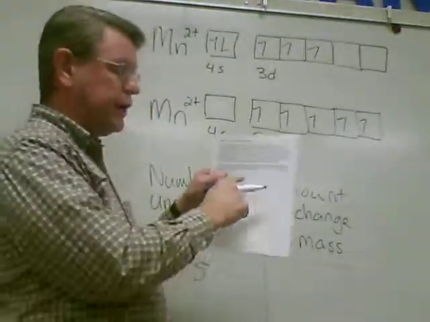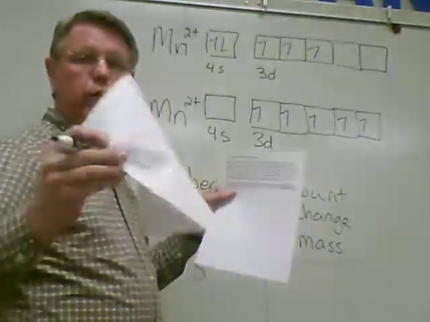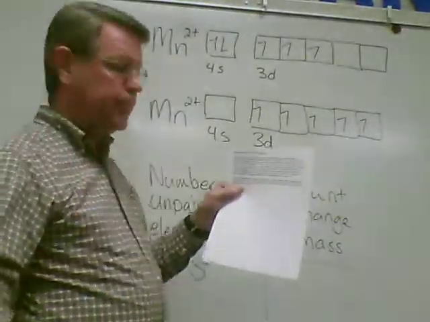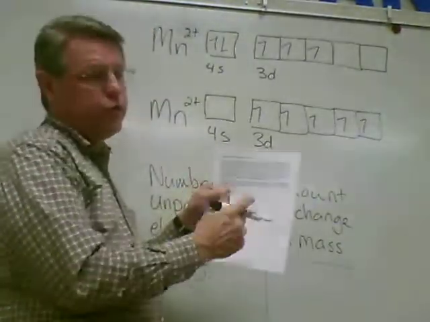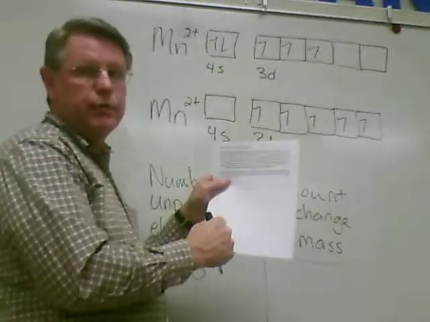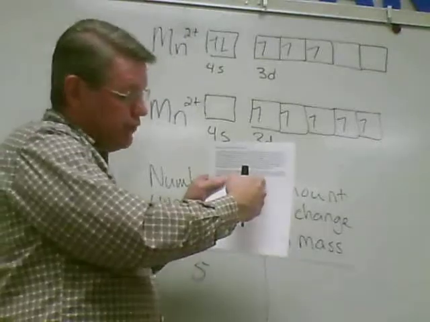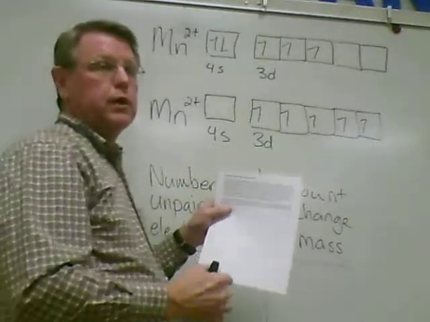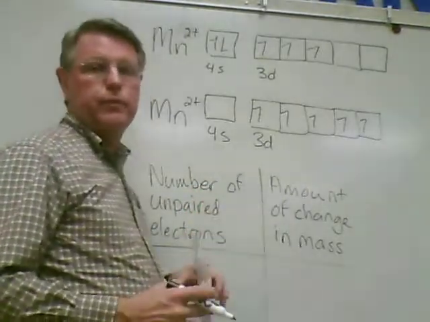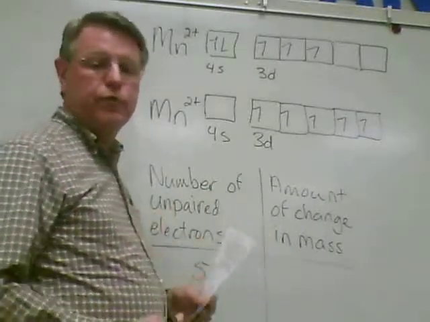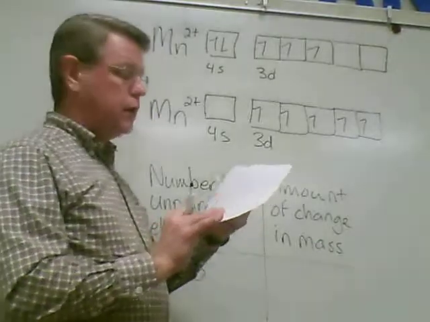So the number of unpaired electrons will depend on which side of this original sheet you're using to bring your data from. The next column, or the third if you list the ions in the first column, is the change in mass. The change in mass is not going to be different. It's going to be the same for both sets of data, for both tables, and then both graphs.